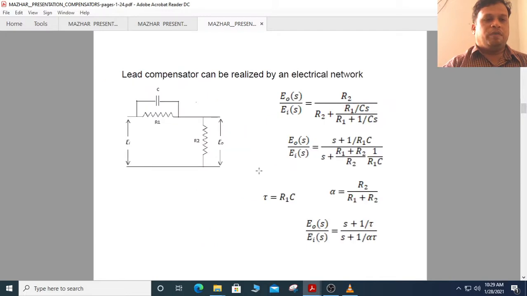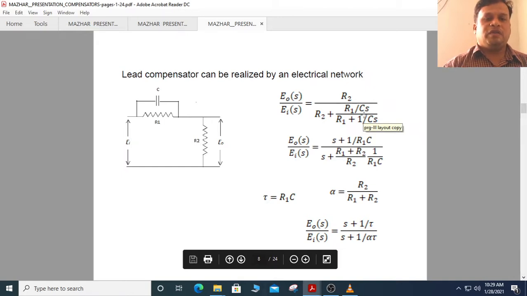Now coming to the lead compensator. The lead compensator can be realized by an electrical network. How is this realized by an electrical network? Now we see the output is Eo and the input is Ei. Therefore, Eo(s)/Ei(s) = (R2 + R1 C s R2)/(R1 + 1/(C s)) here.